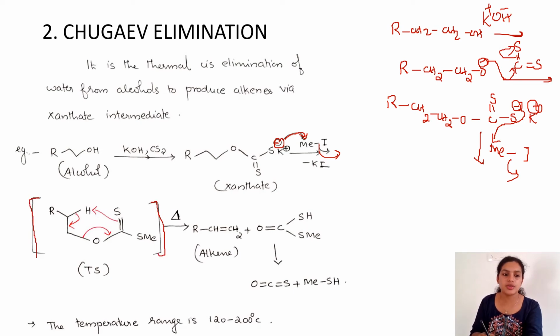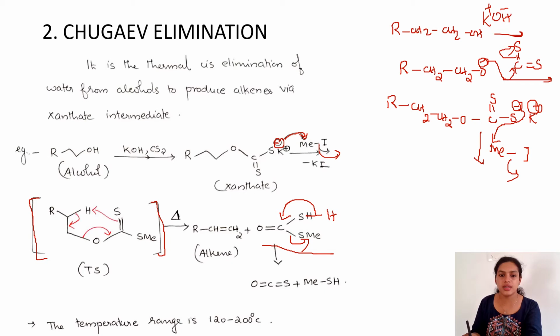From here, the actual Chugaev elimination takes place at this stage. It proceeds via a cyclic transition state, and we get the alkene and the corresponding product. The alkene is obtained, and this other product is cleaved. The S-H bond here will be cleaved like this.